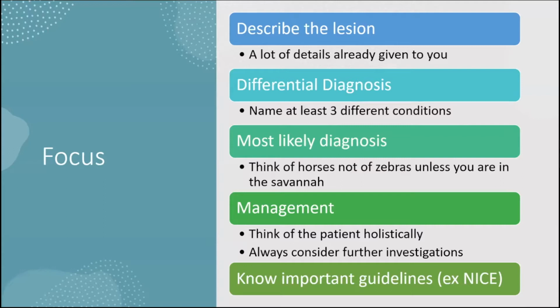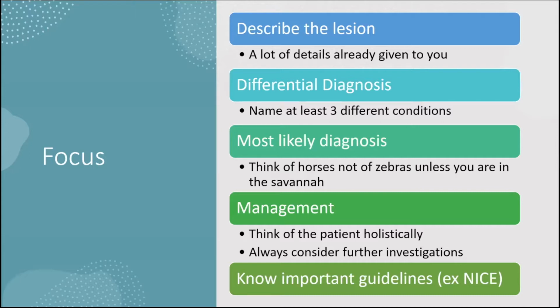Then we usually proceed with differential diagnosis. Differential diagnosis is probably the most difficult part because you need to recall conditions that look alike and try and reason which is the most likely diagnosis, okay? And you have to justify your choice. So that's the most difficult part. That's the clinical knowledge application part of the exam, okay?